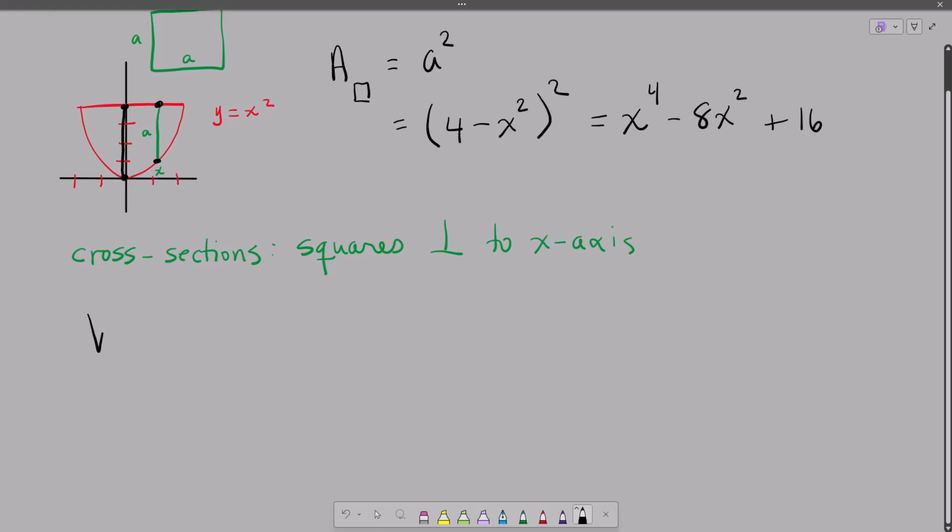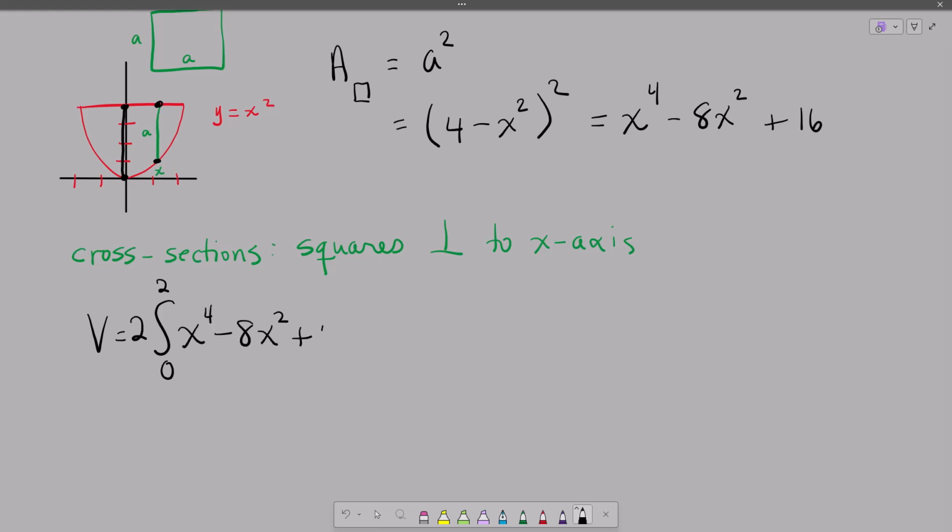So the volume is going to be the integral. Well, let's see. The squares to the right of the y-axis are the same as the squares to the left of the y-axis, so we can definitely use symmetry. Let's go 0 to 2, but if we go 0 to 2, then we're going to double it. So we're going to put a 2 out in front. And then we'll have our function that is measuring the area in here.